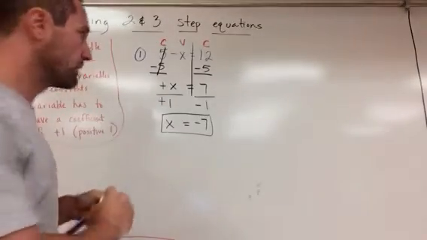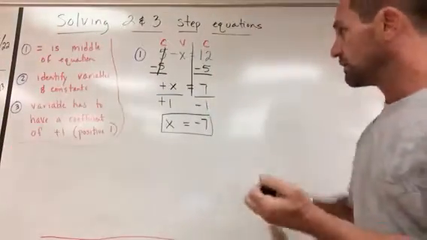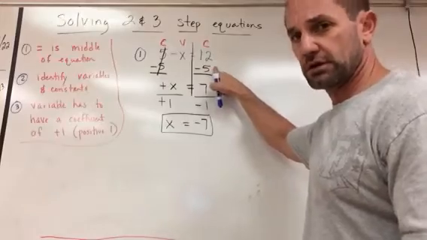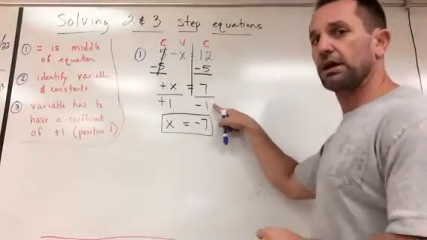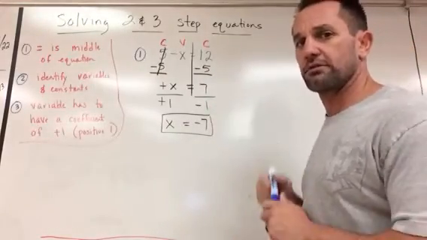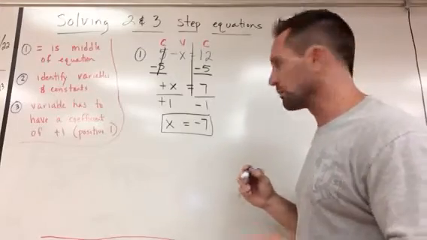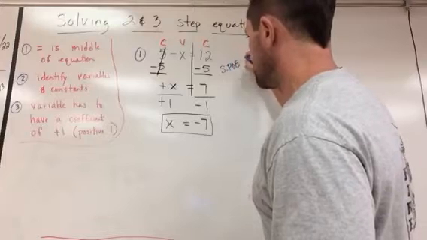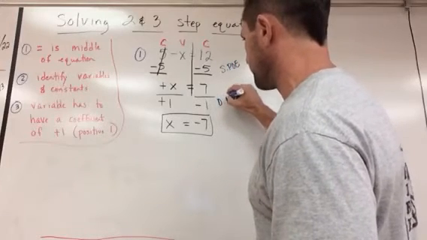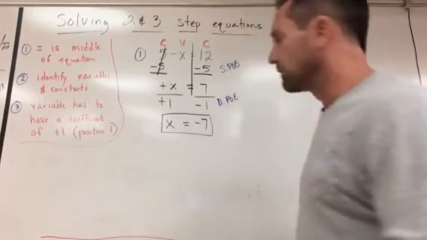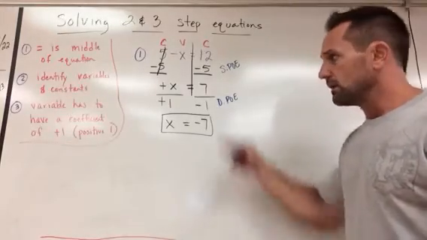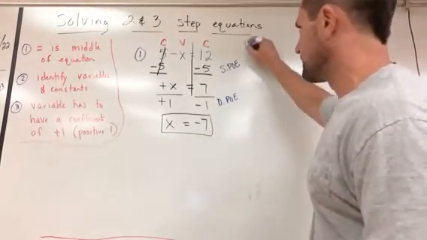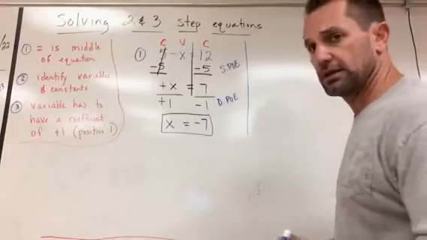As I look back, we did 2 steps. The first step, we subtracted 5 from both sides. The second step, we divided by negative 1. So which properties of equality did we use in this problem? We used the subtraction property of equality here, and the division property of equality here. Pause for a second, copy that down while I write up example 2.